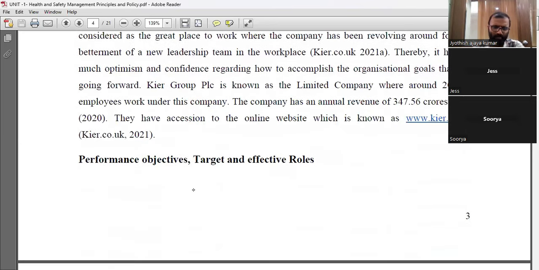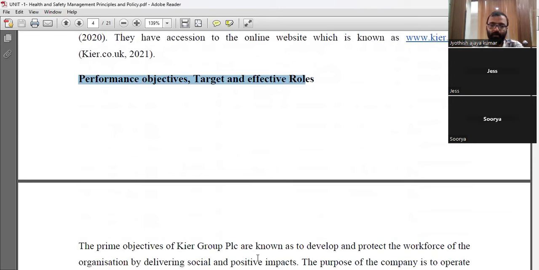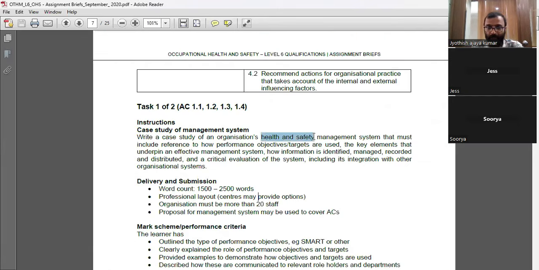Okay. Then see, performance objective targets and effective roles. As it is mentioned here, we have to give the health and safety management system that must include reference to how performance objective targets are used, the key elements that underpin an effective management system, how information is identified, managed, recorded, and distributed, and then critical evaluation of the system. Okay, this is what we have to give in task one.